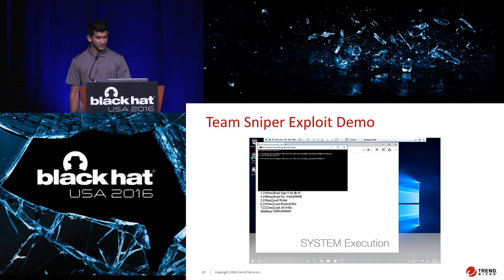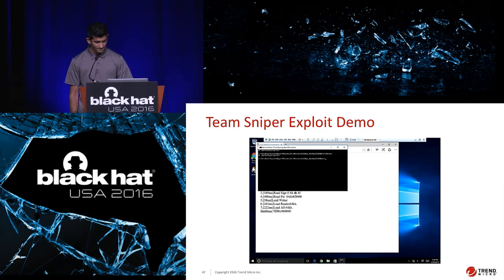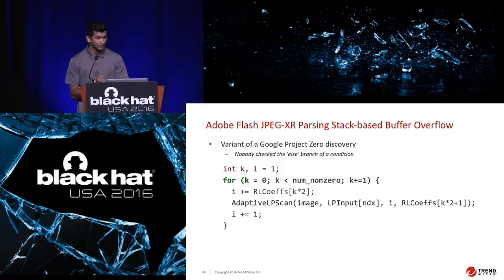And then here they have a command shell that is running as system. So the interesting thing here is this was found as a result of a Project Zero vulnerability. Project Zero found a vulnerability in the JPEG XR parsing in Adobe Flash. Although Adobe Flash does not release source code, they have a JPEG XR parser that very, very closely matches the ITU reference implementation. And Stephen Viteau of Project Zero found a vulnerability and published it. But for whatever reason, neither he nor Adobe managed to see that the same vulnerability existed in the else condition.